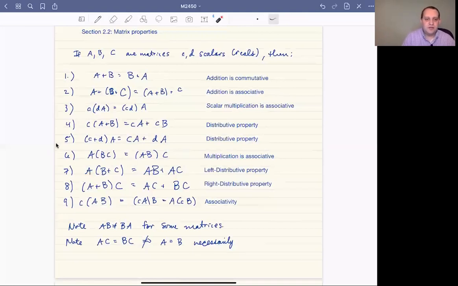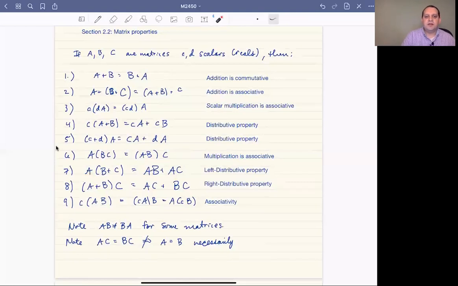The last one is kind of a generic associativity property. It says that if you have a product A times B and you multiply that by some scalar c, you can put the scalar basically wherever you want. You can multiply A times B first, put the scalar in front. You could multiply c by A and then multiply that by B, or you could even move the c in and multiply that by B first and then by A. So that's just kind of a generic associativity property.